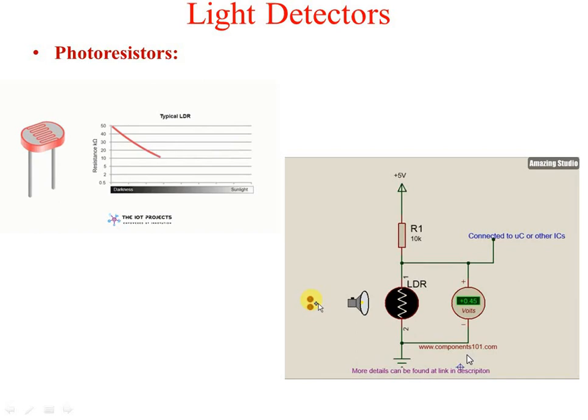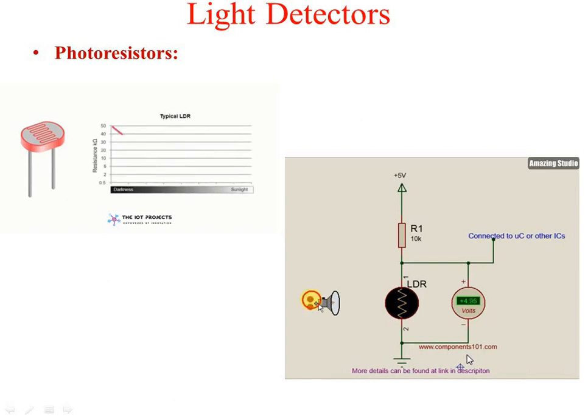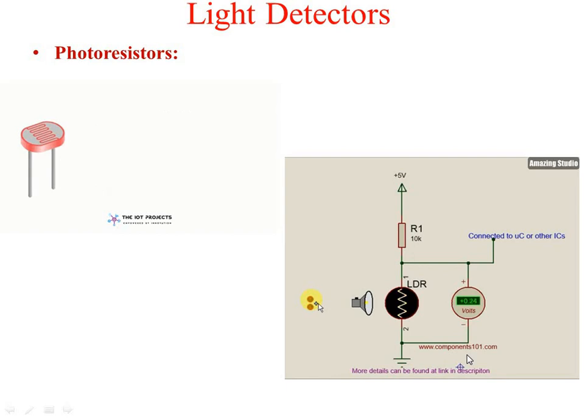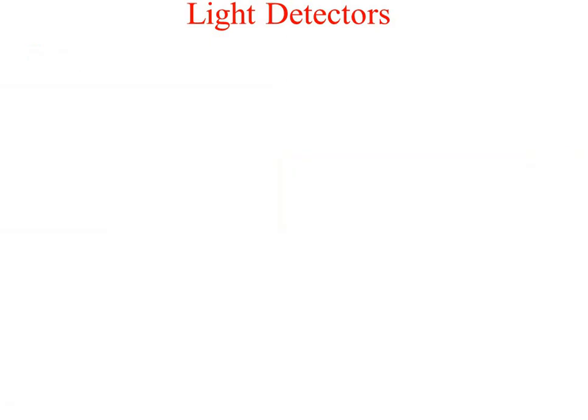This photoresistor is also known as LDR, that is called a light dependent resistor. So light dependent resistor is known as photoresistor also. So these are the examples, and this is the characteristics of the photoresistor. Okay.